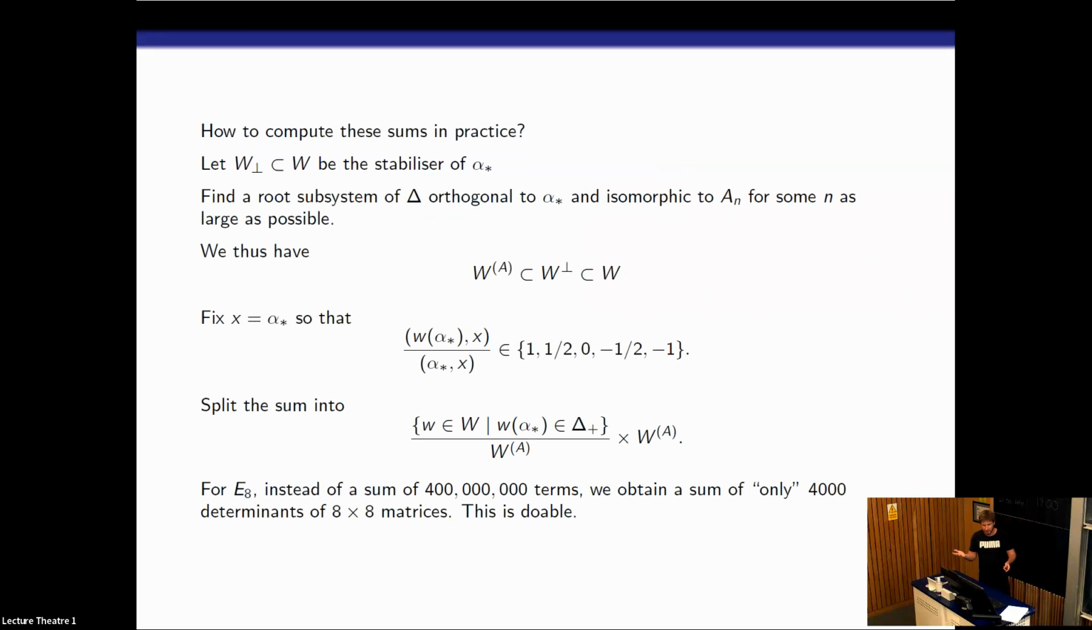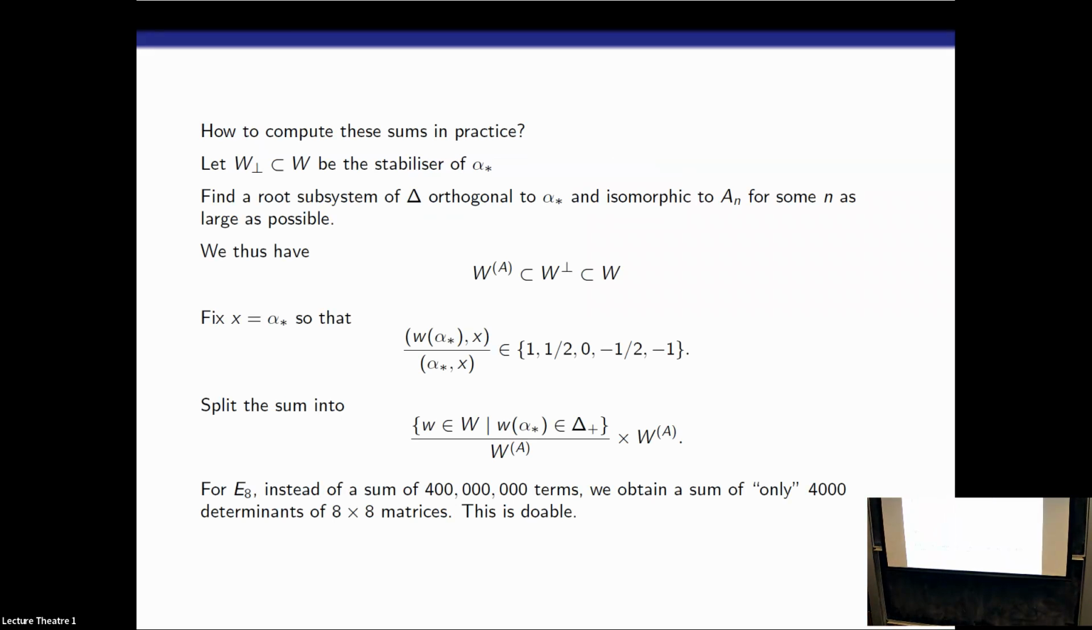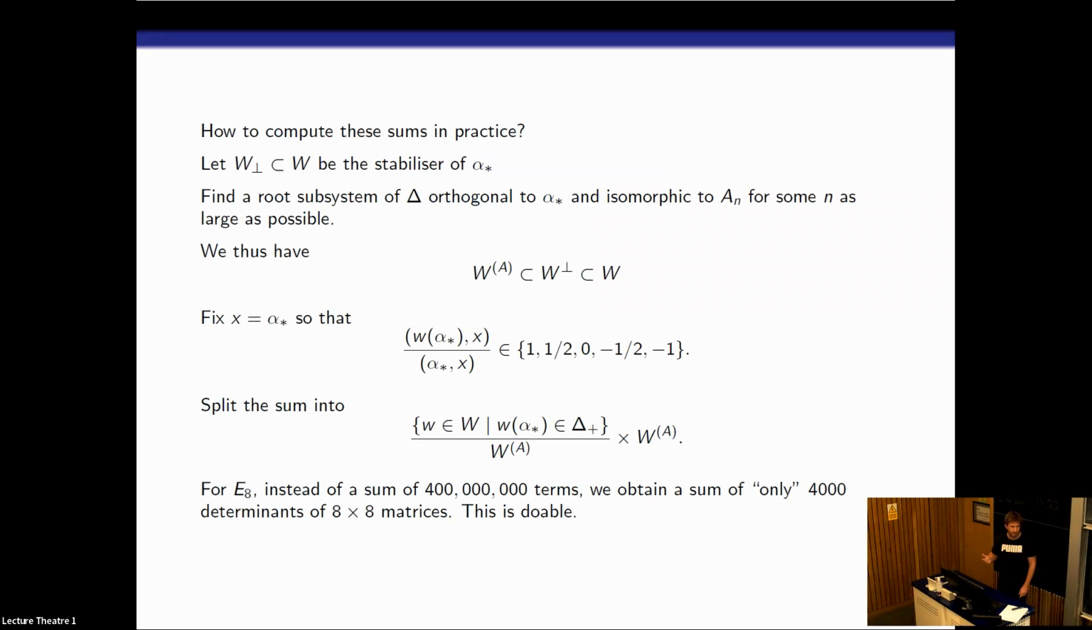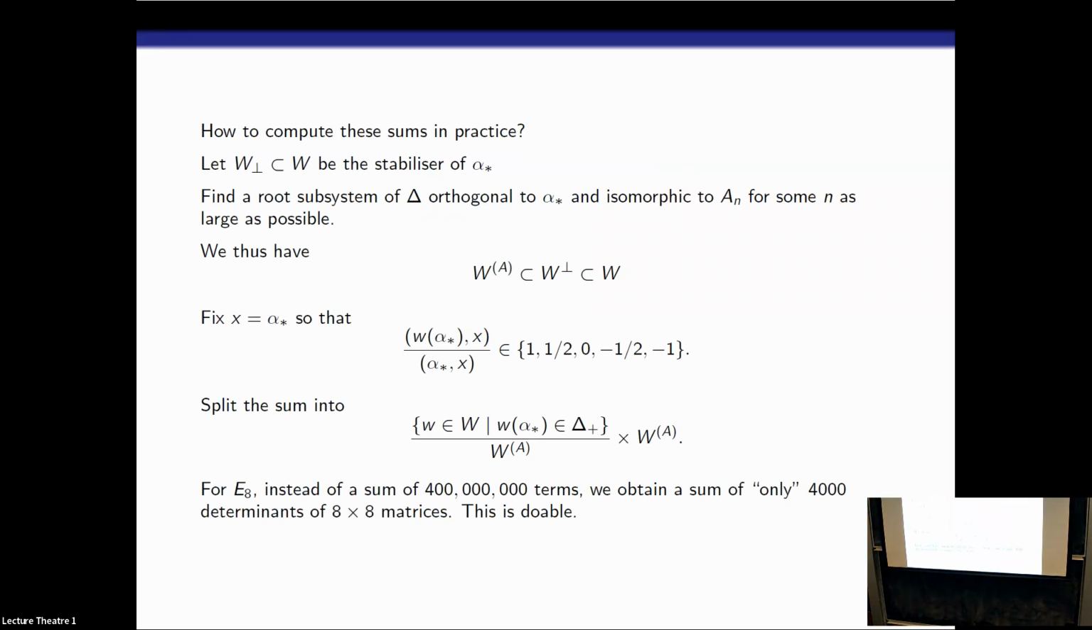All right, so in principle, it's an explicit formula, but suppose we want to work out fusion rules for some E8 type subregular W algebra. We have a sum over the Weyl group, which in this case has 400 million elements. Or rather, half of the Weyl group has 400 million elements. So it's just not feasible to do on a computer.